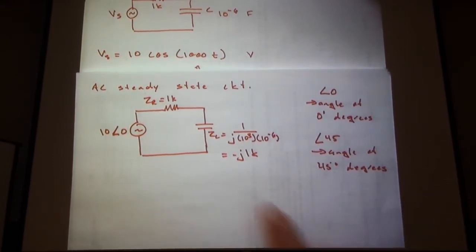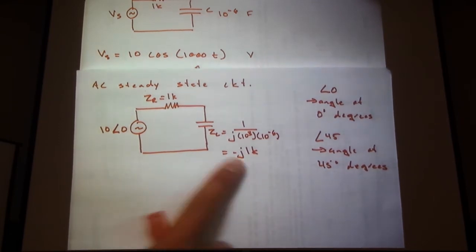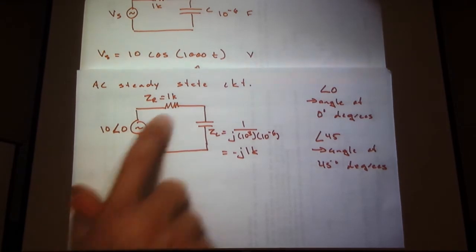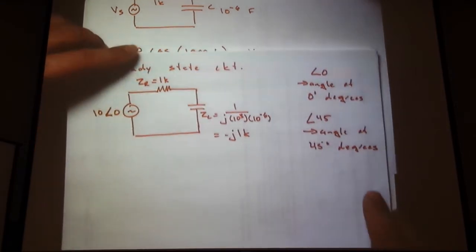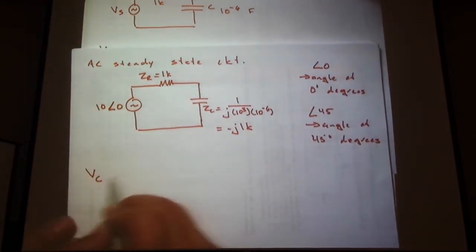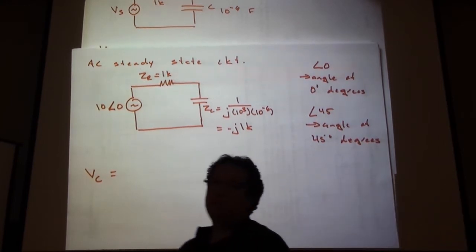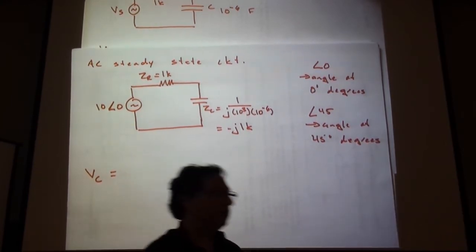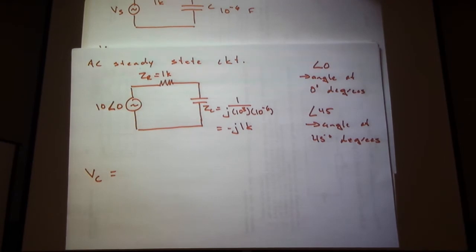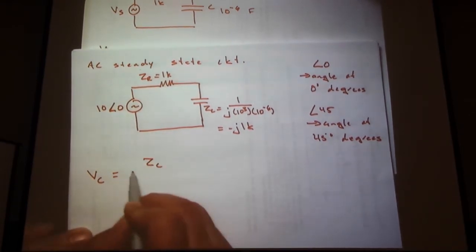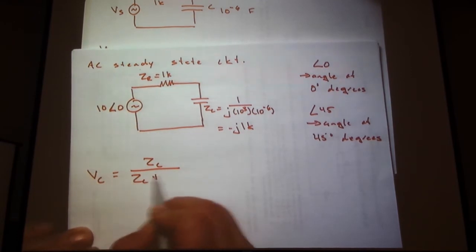We have a complex, or purely imaginary, capacitance, and a real resistance. And if we ask, what's VC? Well, how are we going to find VC here? What's our friend in this particular circuit? Nothing's changed. It's still a voltage divider circuit. We can even write it symbolically the same way we could for Laplace, ZC over ZC plus ZR.